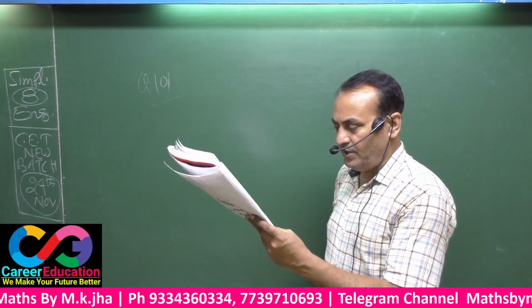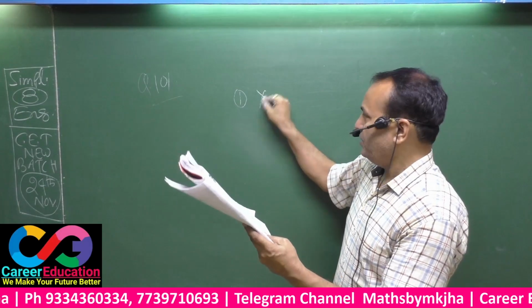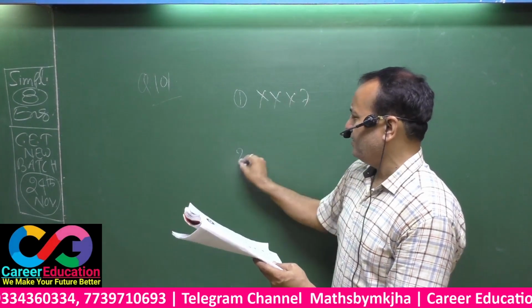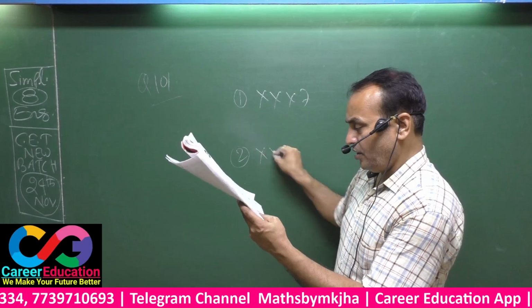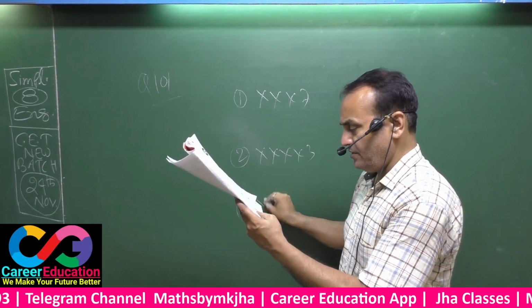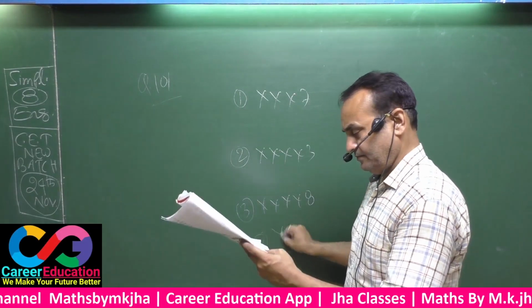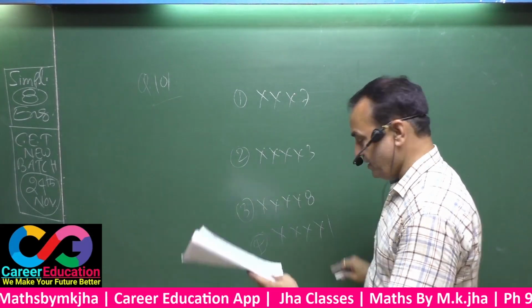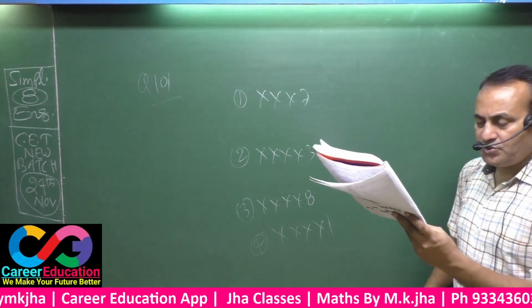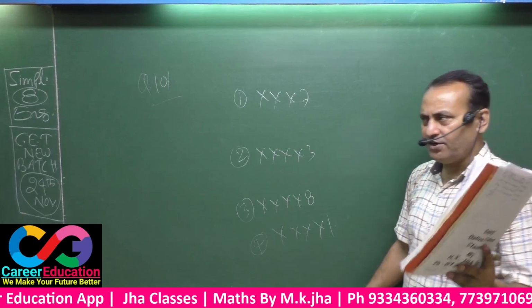Which of the following is a perfect square number? See here. Which of the following is a perfect square number? Option 1, option 2, option 3, and option 4. See, the question has asked you which one of the following is a perfect square number. I will be dictating you later.